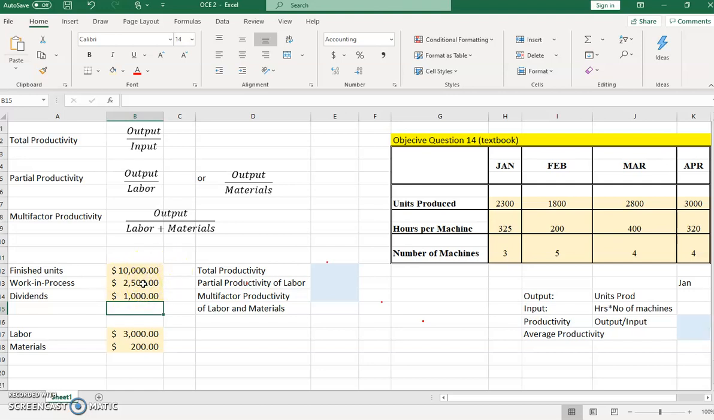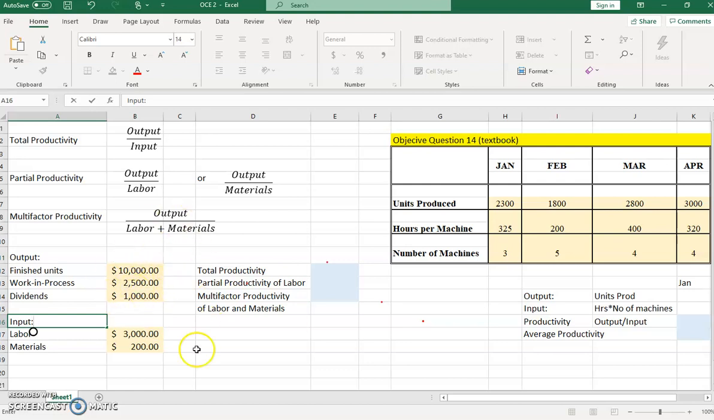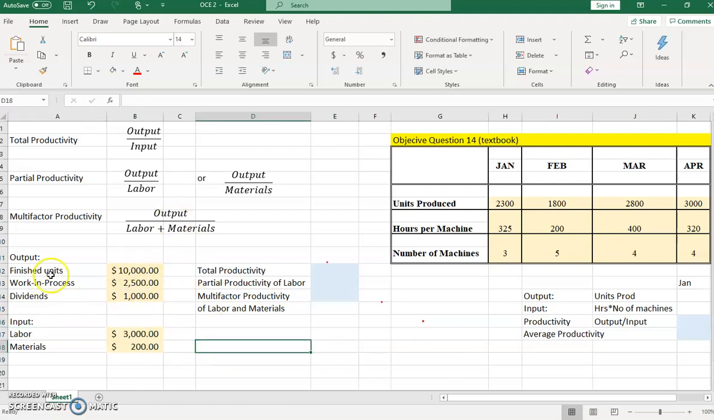Work in process is 2,500. Dividends is 1,000. These are all output. So the first thing in this whole chapter 2 is to understand what is output and what is input. So here the input basically is the labor and materials. I have some labor of $3,000 and materials of $200 that is making this output possible. That's the whole idea. So the total output is calculated.